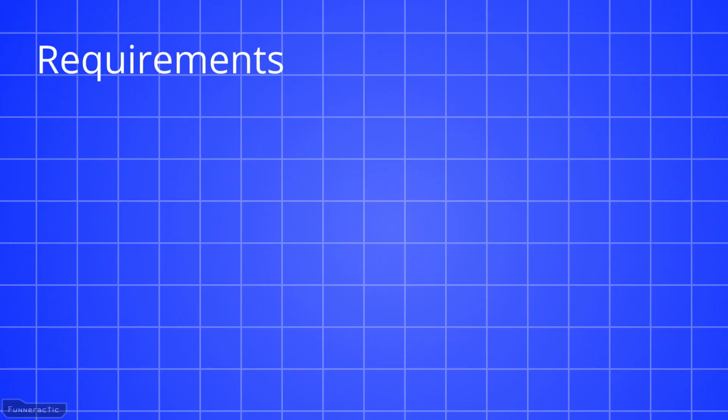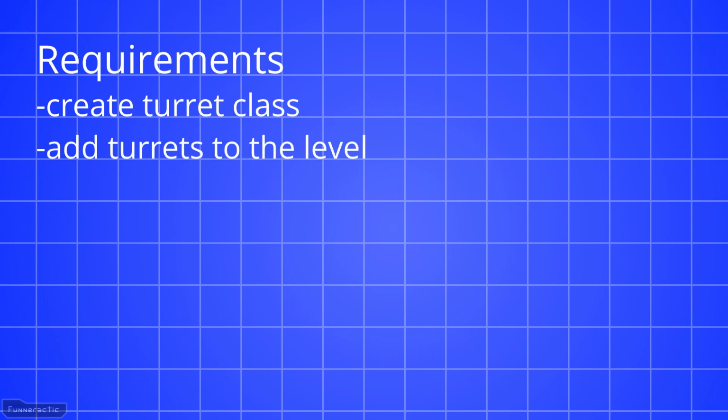Let's start by thinking about the bare minimum requirements for the turrets to get them started, and we can add more features later. So far, the game doesn't have a turret class, so one will need to be created with some basic functionality, such as drawing it and allowing it to rotate. There also needs to be a way to add them to the level, and I think that the best way is to be able to place them with the mouse.